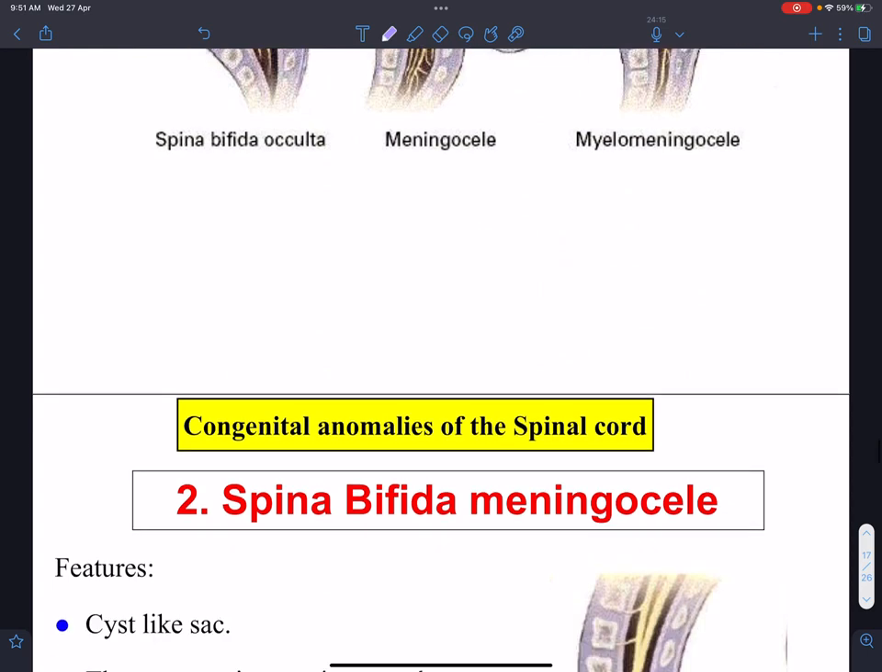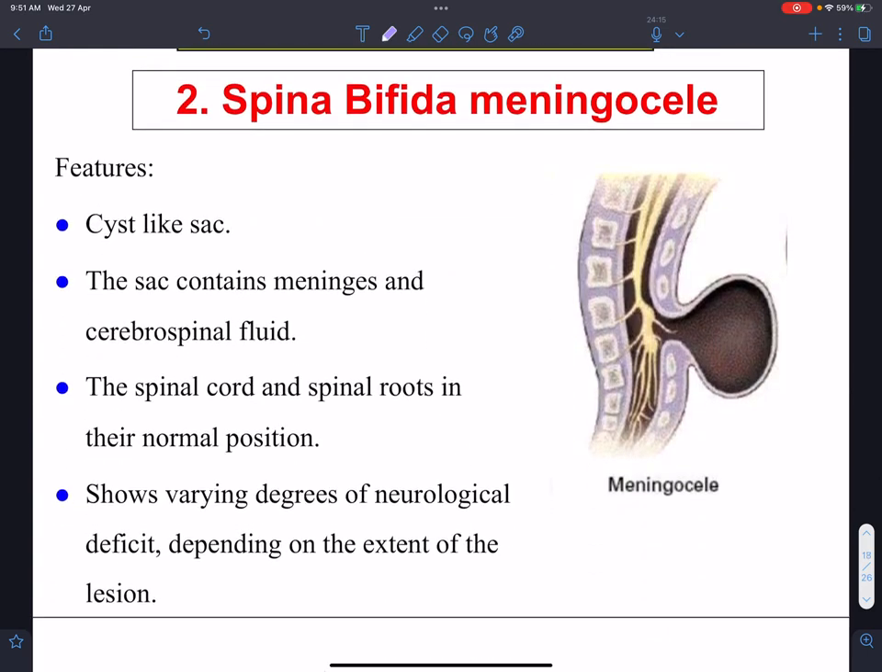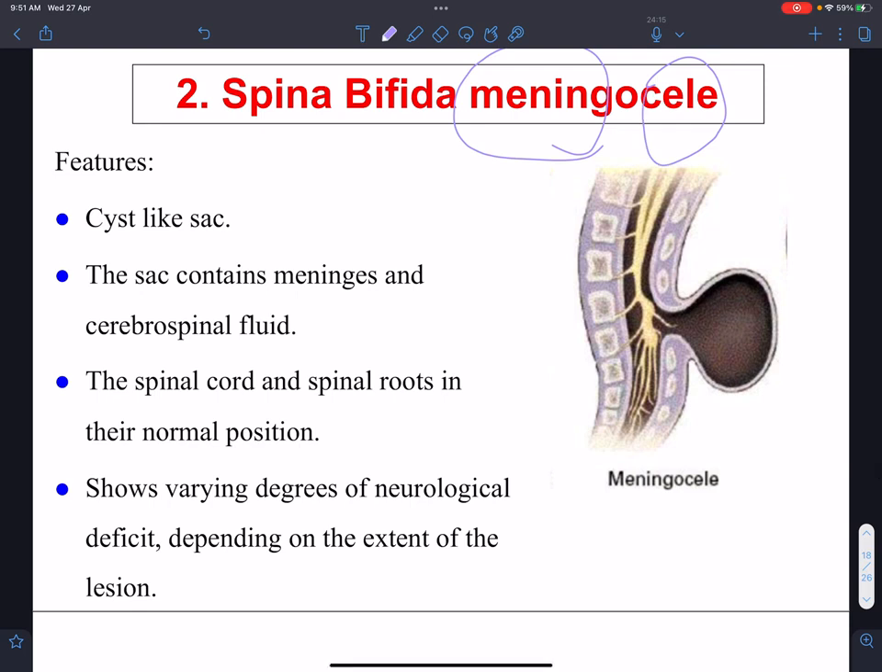Next is spina bifida meningocele. Meningo means meninges. Cele means cyst. So, what are the features of spina bifida meningocele? There is a cyst-like sac in his back, at L5 or S1. So, what does the cyst-like sac consist of? It consists of the meninges around it, and it consists of cerebrospinal fluid.